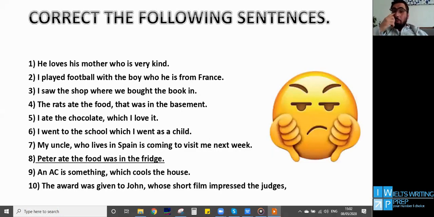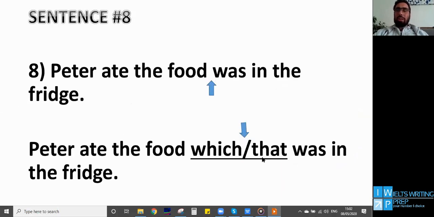Number 8, Peter ate the food was in the fridge. Let's see. Peter ate the food. Okay. Yes. So Peter ate the food, which or that was in the fridge. And what is the mistake? Why do we need which and that here in this sentence? Why is it necessary in this relative clause? Sometimes we can drop it. We said we can drop which, that, and who.